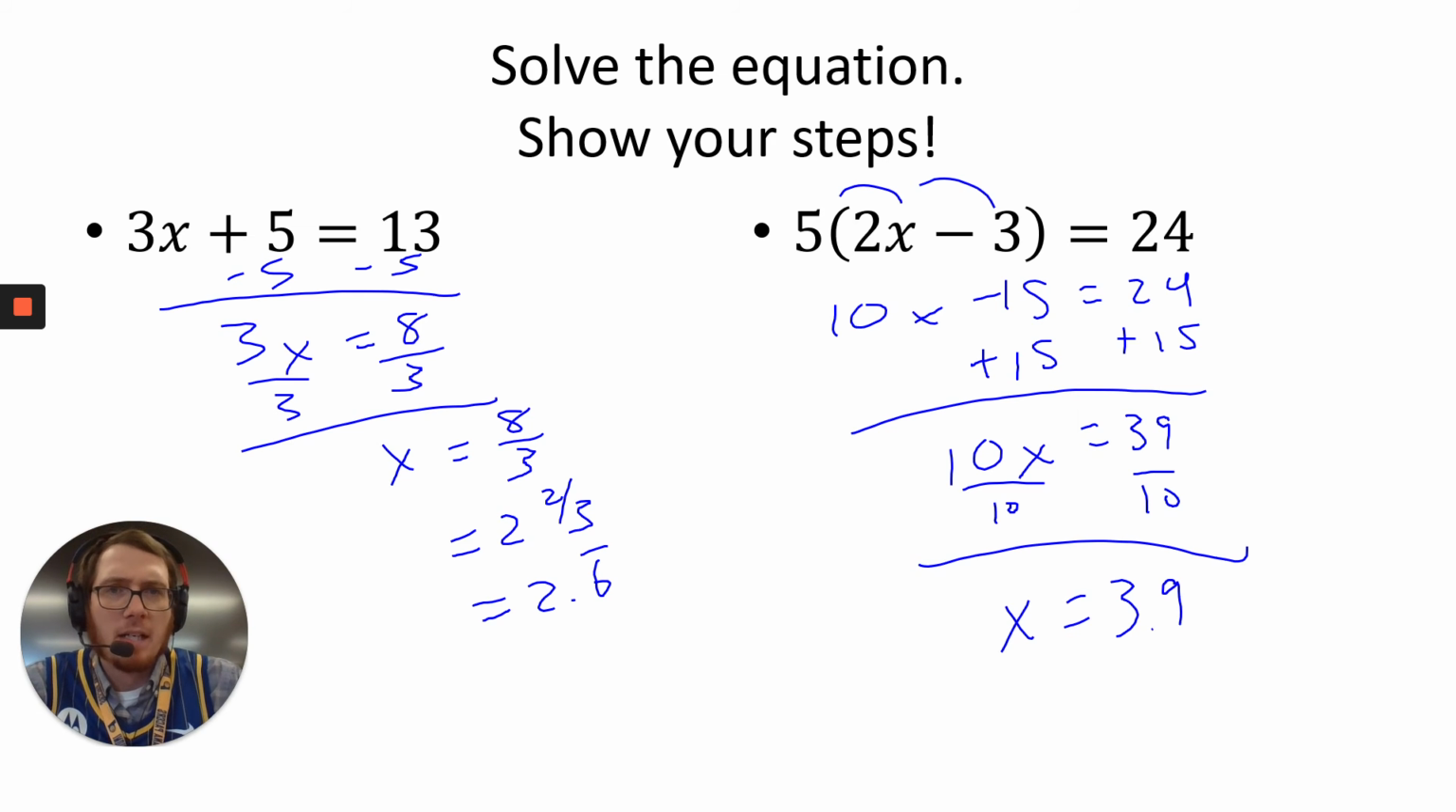This next question I would distribute, so 5 times 2x is 10x. 5 times the minus 3 is minus 15. From there, it's a two-step equation, so add 15 to both sides, and then 10x equals 39, divide by 10, you get 3.9. I want you to be honest with yourself as you look at these two questions and say, do I show my work like this?